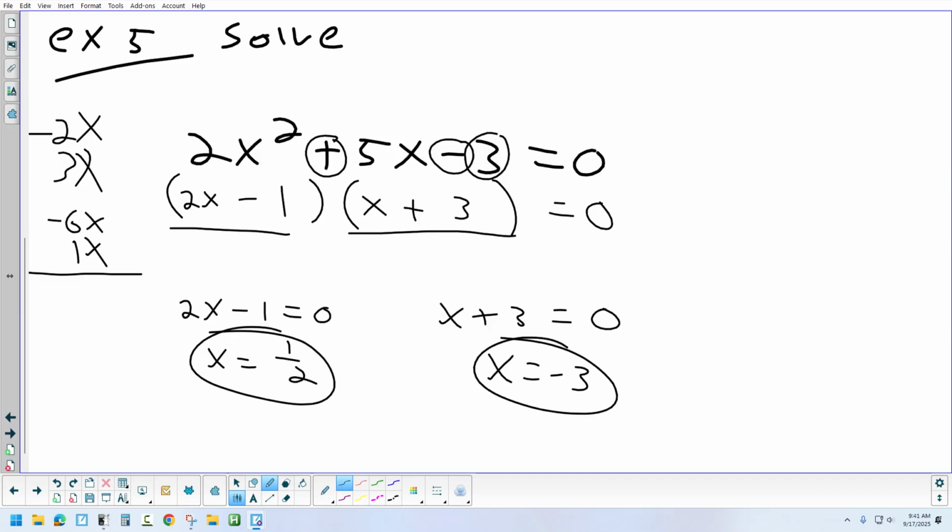Any question on that? Well, that's great if factoring works, but factoring, if you just randomly make up a problem, is probably not going to work. So what else can you do if you can't factor a quadratic? Quadratic formula.